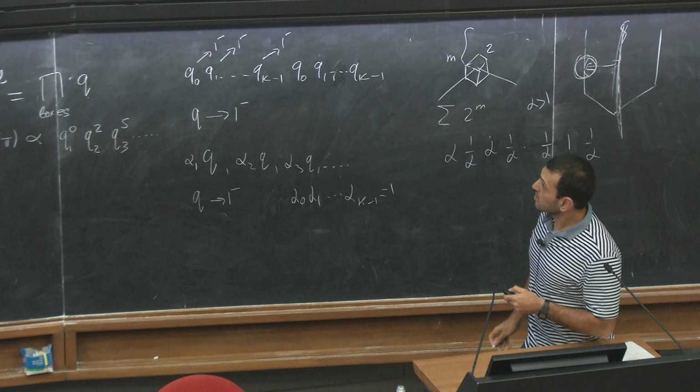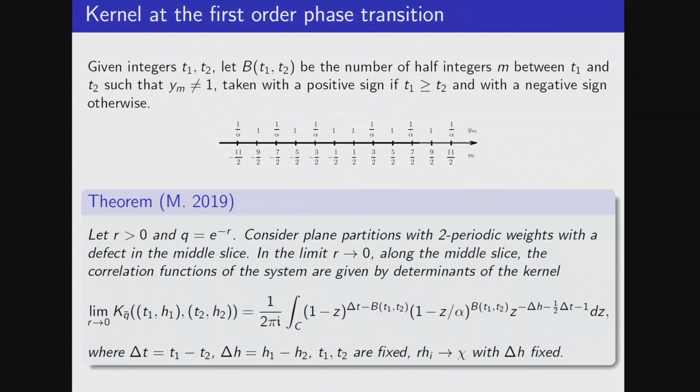And so if you just count the number of 1s between T1 and T2, that's what goes in here. If this was just Q to the volume, this B_{T1,T2} would be 0. So this would just become 1 minus 0 to the delta T, and this factor would disappear, and you would just recover the incomplete beta kernel. But now you have this extra term coming in. Now this is a point process in the middle slice, which is not translation invariant in the horizontal direction, but of course translation invariant in the vertical direction. So that's just this effect of putting this extra weight in the middle slice.